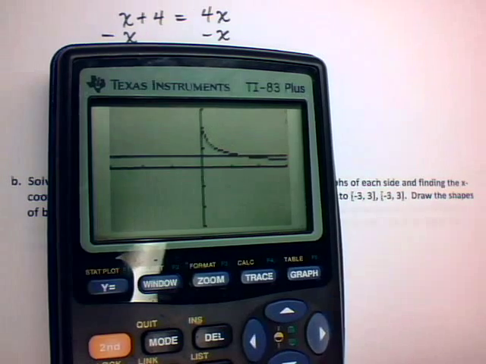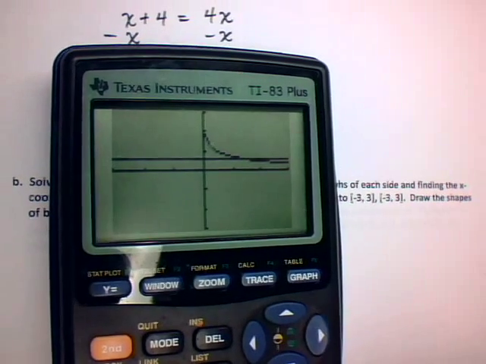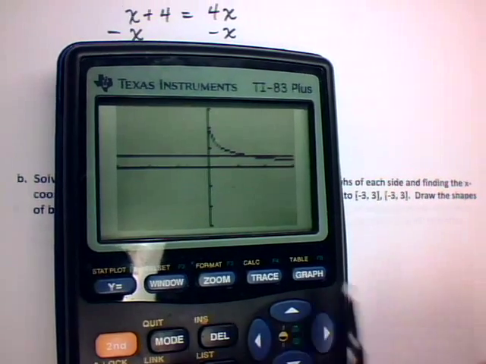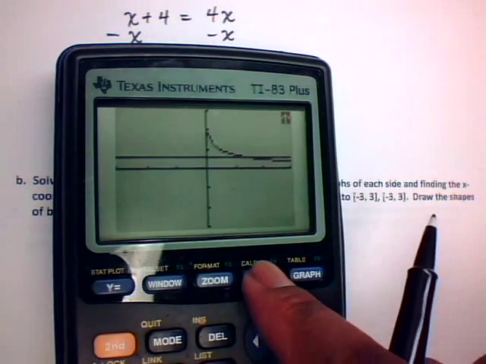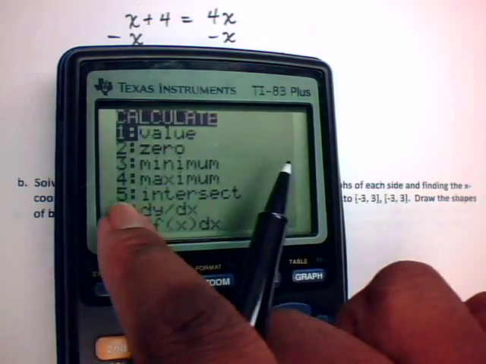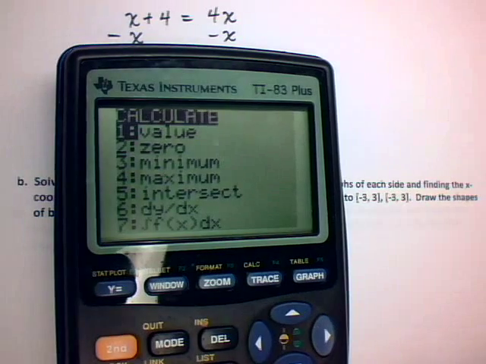And that's what the graph looks like. Now we want to find the intersection. So we'll press second and trace. Select number 5 for the intersection.